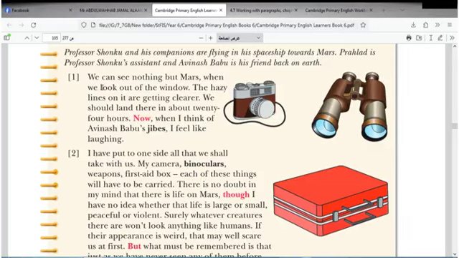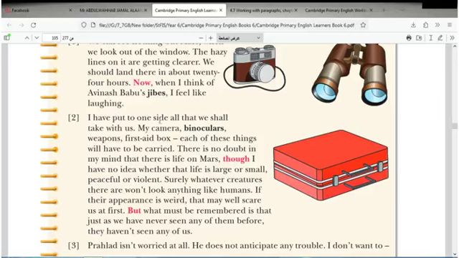So I want now to know the purpose of starting a new paragraph. I'll read the first sentence, the main idea. We can see nothing but Mars when we look out of the window. So that's an idea, introducing a topic or a new idea. That's why I've started with a new paragraph. I have put to one side all that we shall take with us. So he is preparing his bag. So that's a new idea, to introduce a new idea or a new topic.